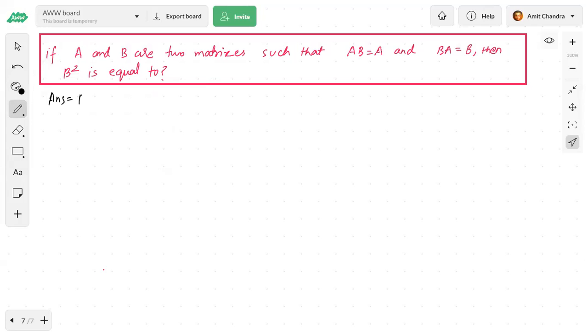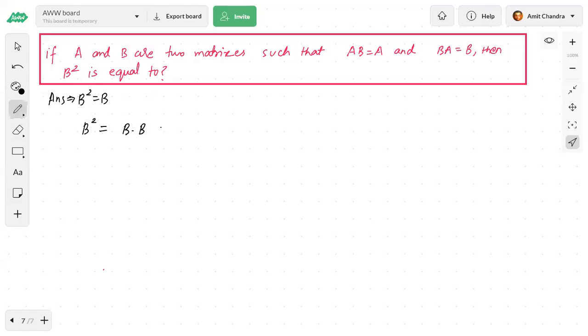Let's see. So let me check the question. A and B are two matrices such that AB is equal to A and BA is equal to B, then B square is equal to. So they have asked you to find the value of B square, right? So B square is equal to B into B.